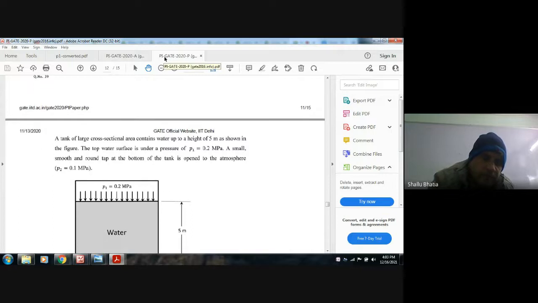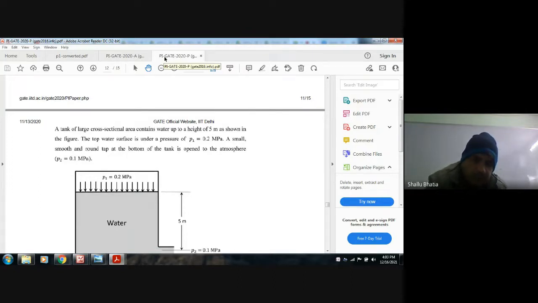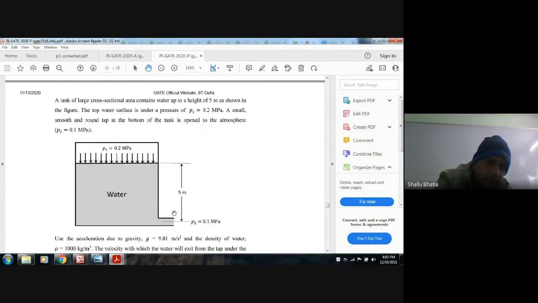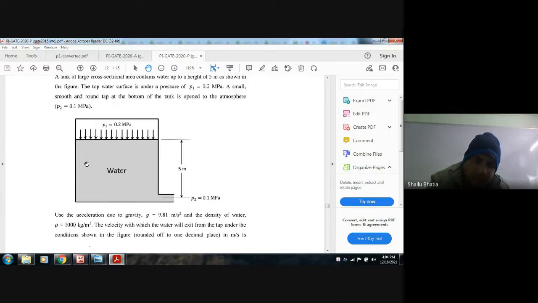A tank of large cross-section area contains water up to a height of 5 meters as shown in the figure. The top water surface is under the pressure of P1 equal to 0.2 MPa, and a small smooth and round tap at the bottom of the tank is open to atmosphere. P2 is equal to 0.1 MPa. Okay, so this is P2 and this is P1. Use acceleration due to gravity g equal to 9.81 meter per second square and density of water rho equal to 1000 kilogram per meter cube. The velocity with which the water will exit from the tap under conditions shown in the figure, rounded off to one decimal place, in meter per second.